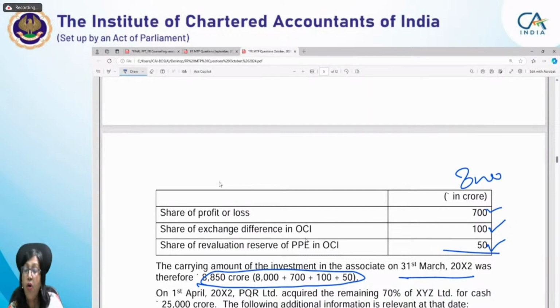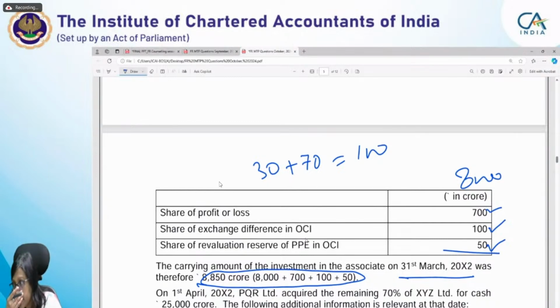On the reporting date, we have the value of 8850 by equity method. Now, next year, 1st April 20X2, PQR Limited acquired the remaining 70%. Earlier they had 30%, now they have 70% more, so it comes to 100%. When they acquire 100%, is XYZ Limited an associate now? No. It becomes a subsidiary. And when it becomes a subsidiary, you have to find out the acquisition date, the purchase consideration, and goodwill or bargain purchase. Because now it's not the concept of equity method or associate accounting. It is the concept of subsidiary or consolidation of financial statements.